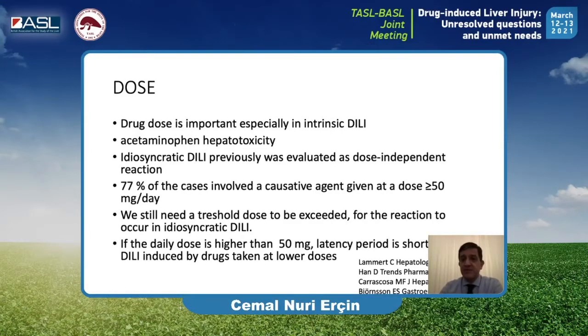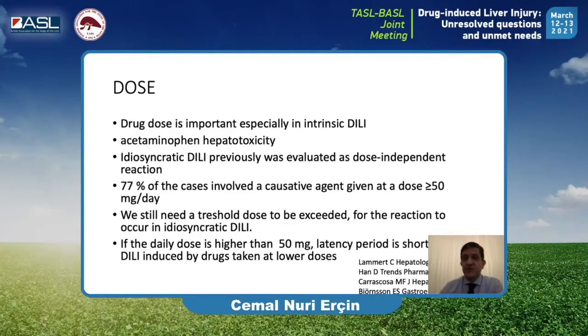Idiosyncratic DILI, which occurs after drug treatment at recommended daily dose, was previously evaluated as a dose-independent reaction. In 2008, the role of drug dose in idiosyncratic DILI was first demonstrated in a study from Swedish DILI cases. They found that 77% of cases involved a causative agent given at a dose of more than 50 mg per day. This data was supported by the Spanish DILI registry and a nationwide Icelandic DILI study.